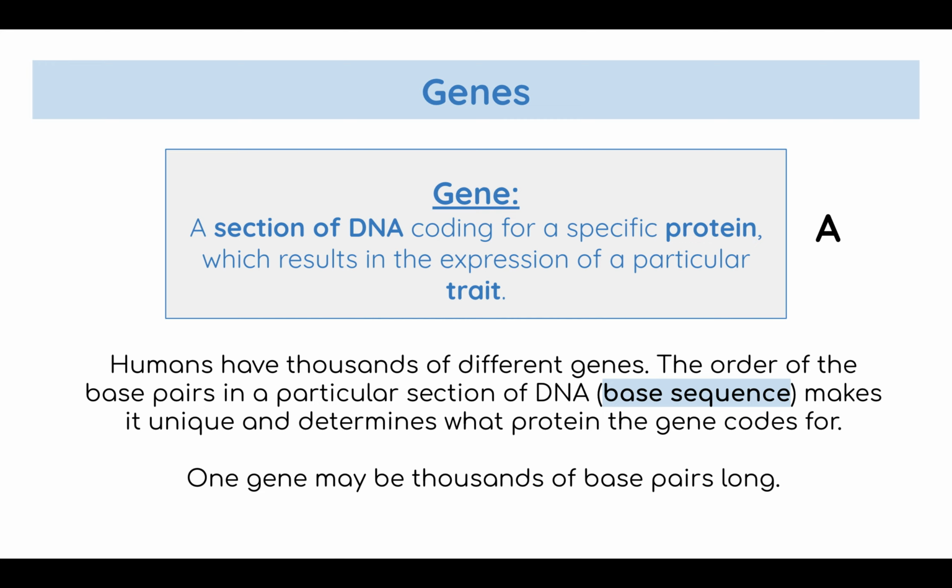And as I talked about yesterday when we looked at bases, the order of the bases in a particular section of DNA, that's called the base sequence, that is what determines the protein that the gene codes for. So the A's, the T's, the G's, and the C's, the order that they go in determines what the protein looks like and therefore what the trait looks like. And one gene may be thousands of base pairs long. So that's thousands of A's, T's, G's, and C's for one gene, which expresses one protein. So it's an incredibly complex genetic code that we need to remember kind of the scale of in our brain.